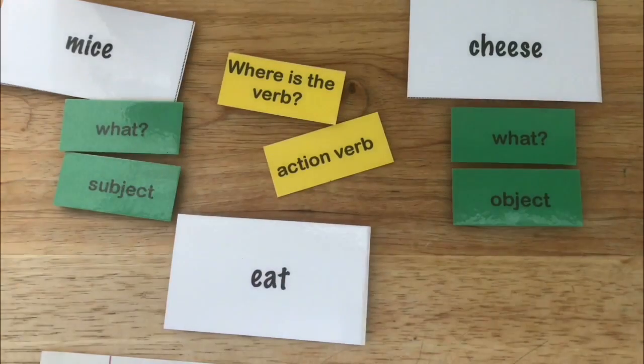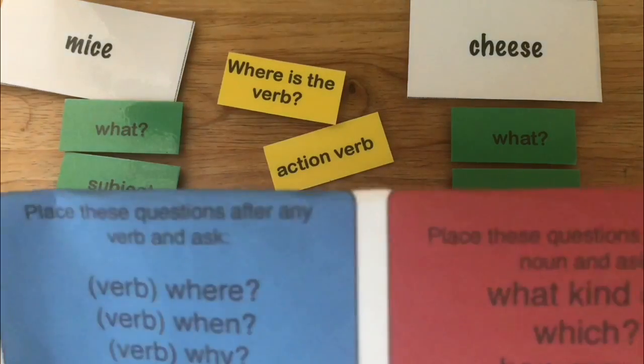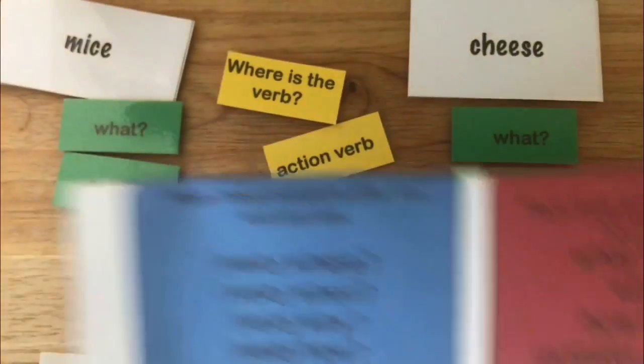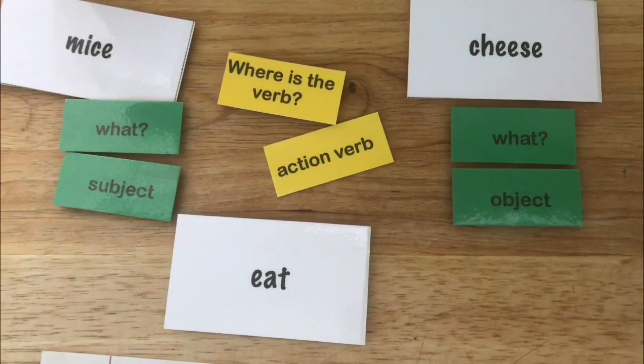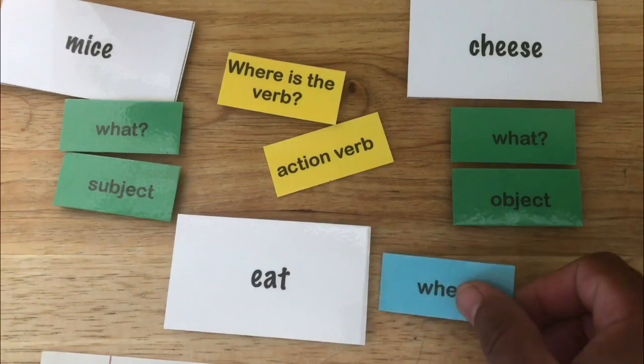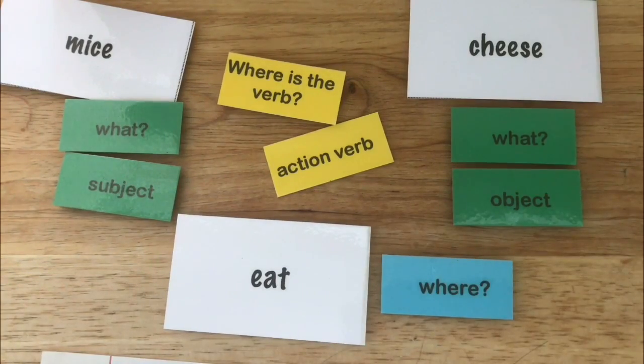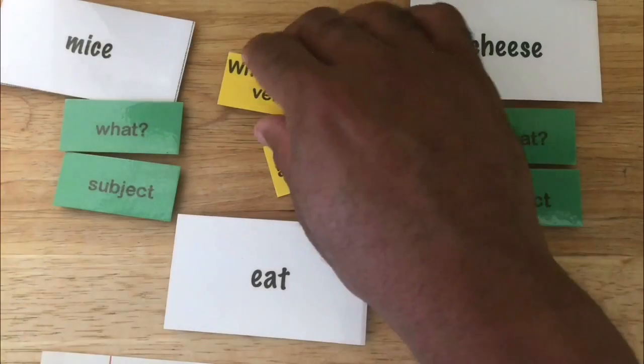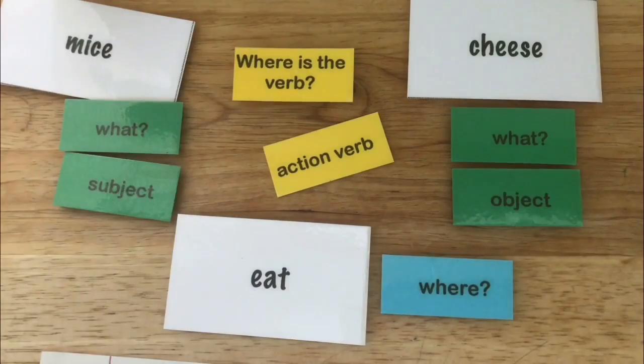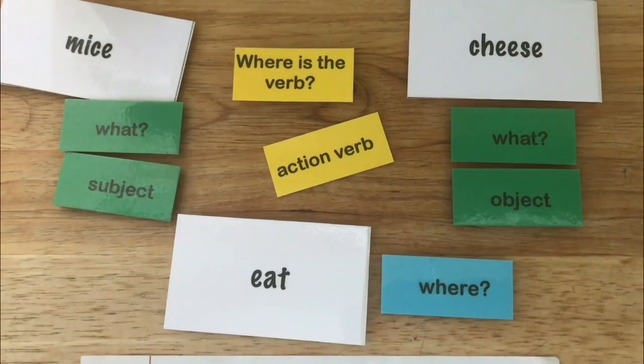And I'm going to ask myself, eat. What question do we want to ask? Eats where? Where do mice eat cheese? So I'm going to say eat where? Eats where? Okay, where do the mice eat the cheese? That's the question I'm trying to ask here. Where do the mice eat the cheese? And you might say, well, they eat cheese in the kitchen.